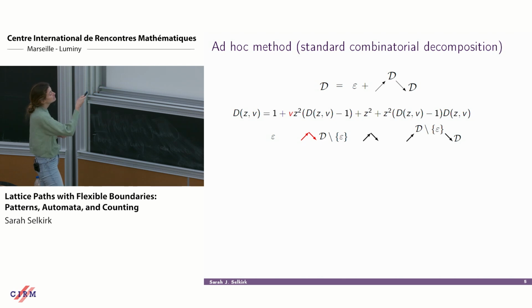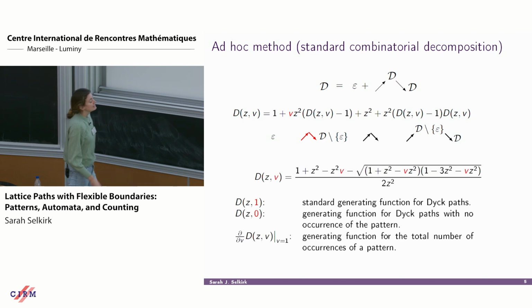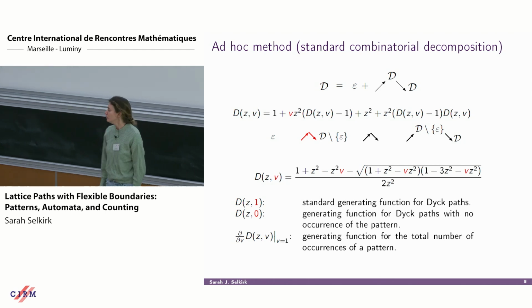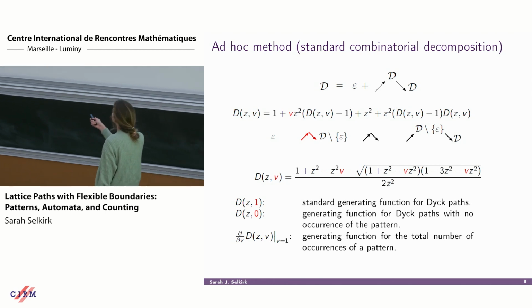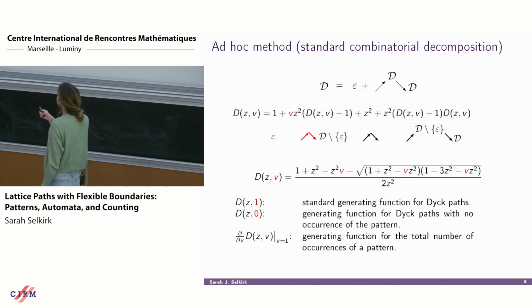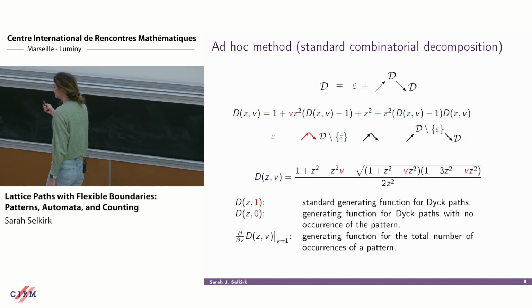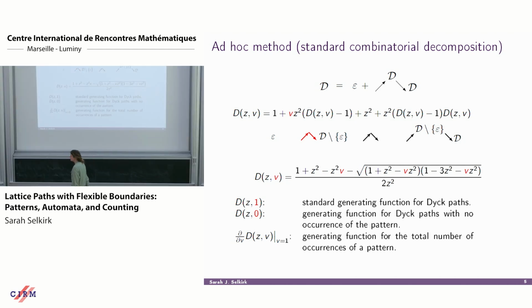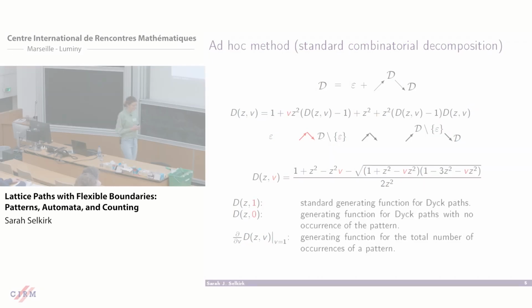And then once we have this functional equation, we can determine things like the normal generating function for these paths, the generating function where we are avoiding some pattern, and then the generating function for the total number of patterns occurring in a given length to get stuff like the average.